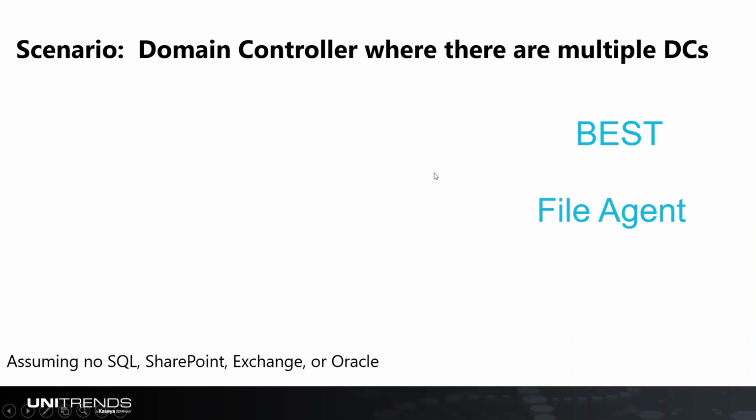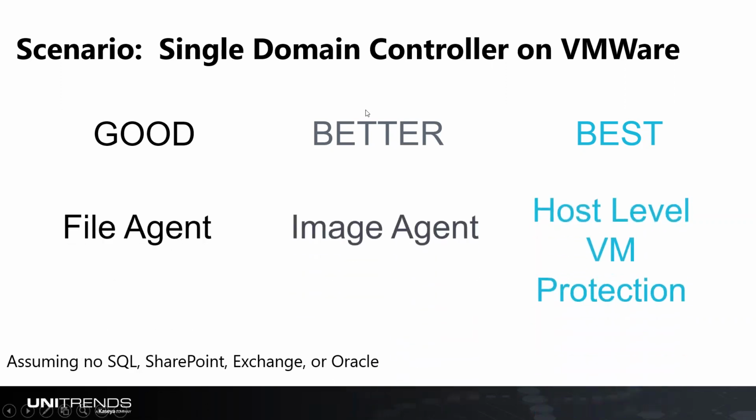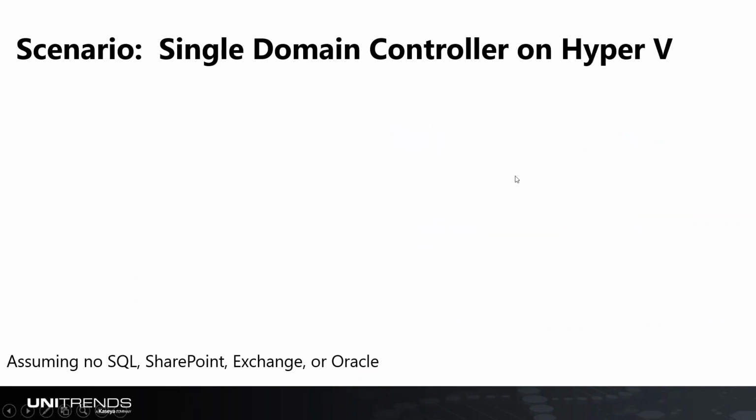When we move out of a multiple domain controller, we actually start bringing back into focus a lot of the same strategies that we've already talked about. So if we have a single domain controller on VMware, we can talk about utilizing that host level VM protection as being a good, solid, and in fact, the best strategy to be able to give us that protection.